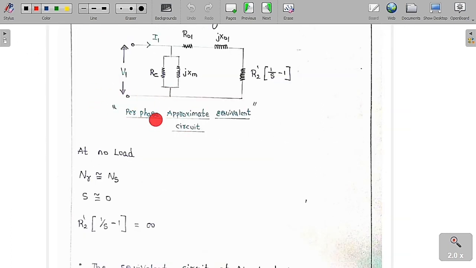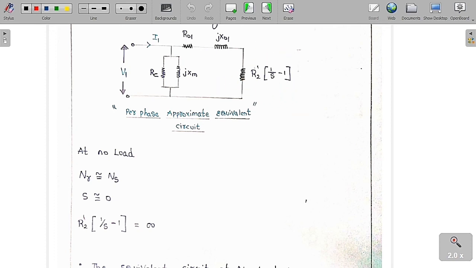The approximate equivalent circuit per phase of the induction motor has RC, jXM, R01, jX01, and R2 dash into 1 by S minus 1. At no load, NR is nearly equal to NS. So slip is equal to NS minus NR by NS, and slip is nearly equal to 0. So 1 by 0 is nothing but infinity, and infinity minus 1 is again infinity.